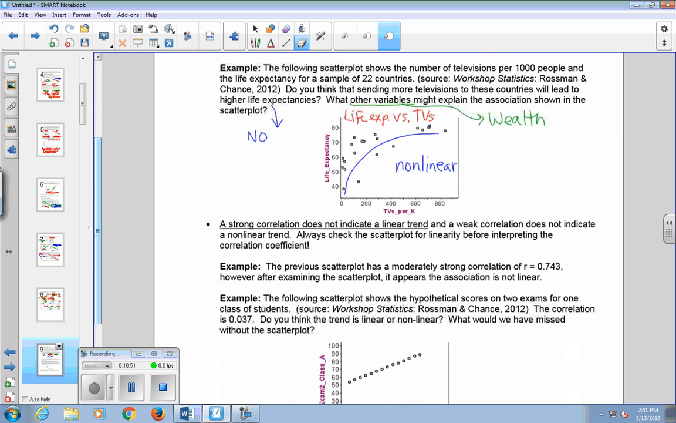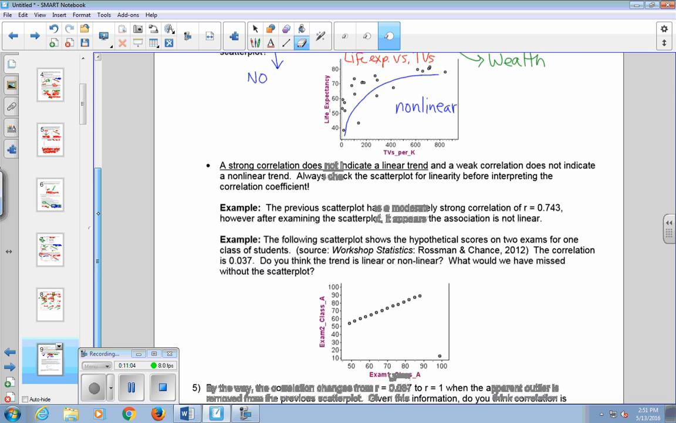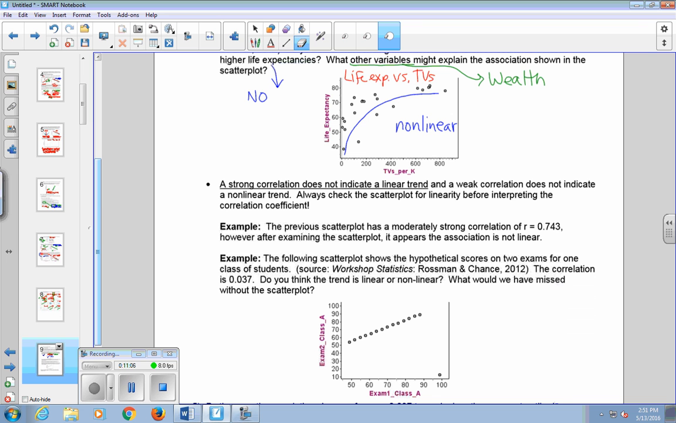All right, next one. Strong correlation doesn't indicate a linear trend, and a weak correlation doesn't indicate a nonlinear trend. So always check the scatter plot for linearity before interpreting the correlation coefficient. So I have two examples here. First one, the previous scatter plot is a moderately strong correlation. R is equal to 0.743, so that's on the higher end. And notice that if you look back at the scatter plot, it's not a linear association. So again, after examining the scatter plot, it appears the association is not linear.